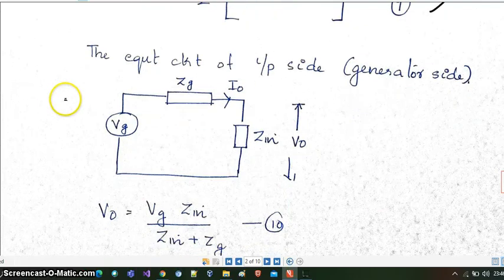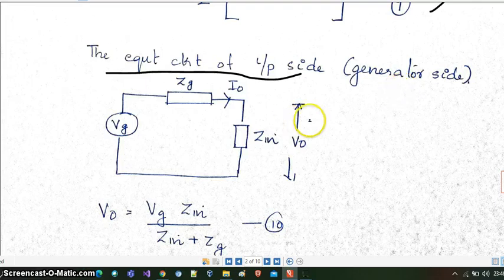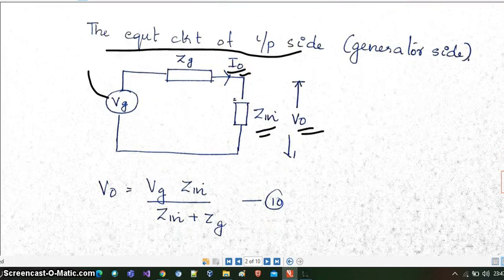Now I am just redrawing the equivalent circuit of the input side, that is the generator side. So now this is how the input side looks like. That is, there will be a voltage source, that is a generator whose voltage is Vg and whose impedance is Zg, and there will be an input impedance Zin, and the voltage across this input impedance is marked as V0 and the equivalent current is marked as I0. So this is how the input side of the transmission line looks like.